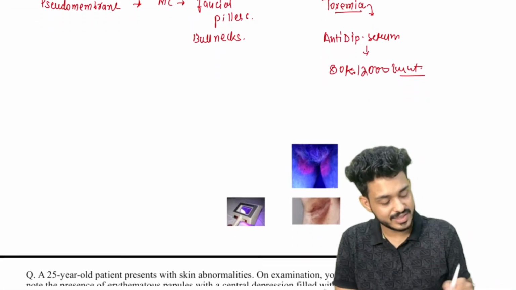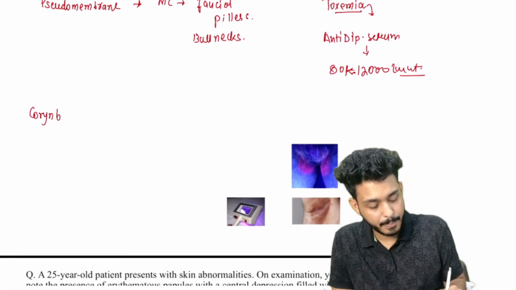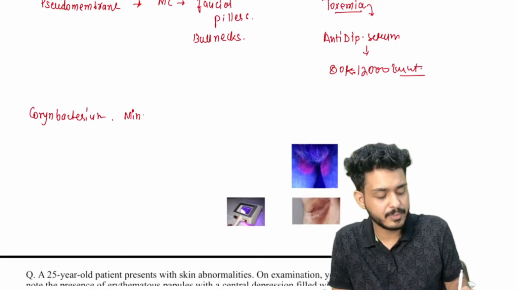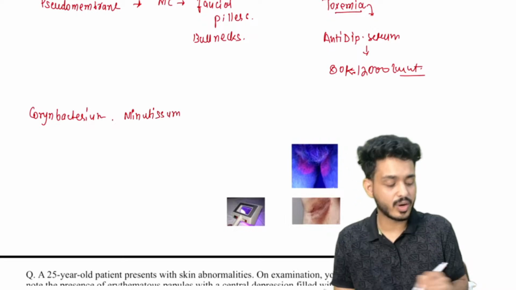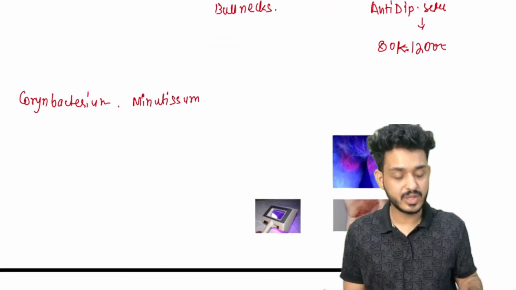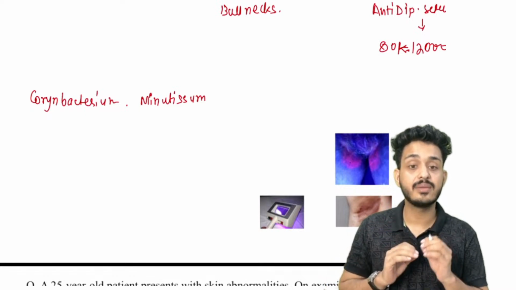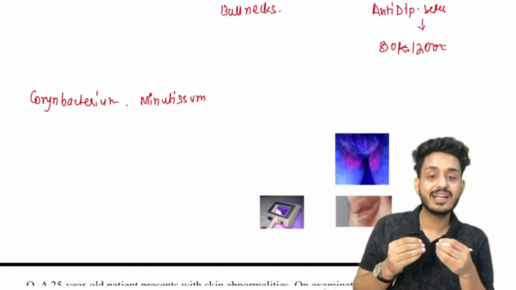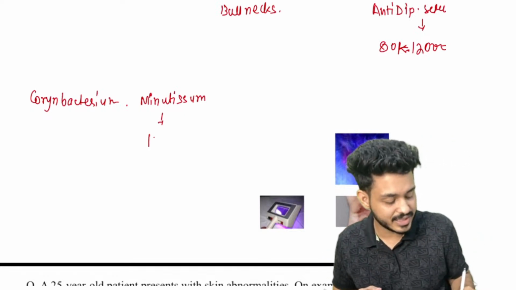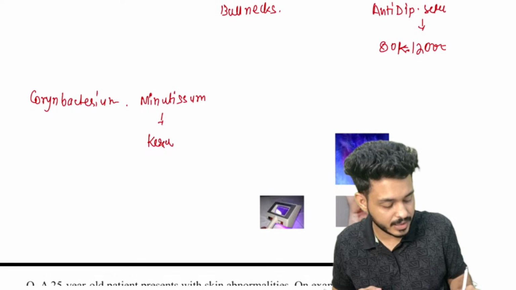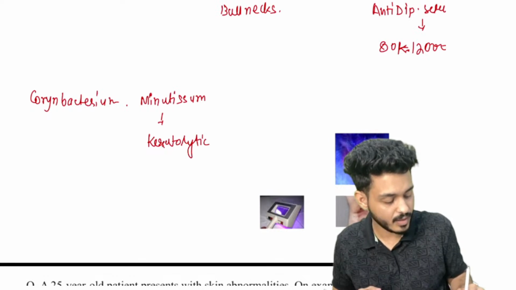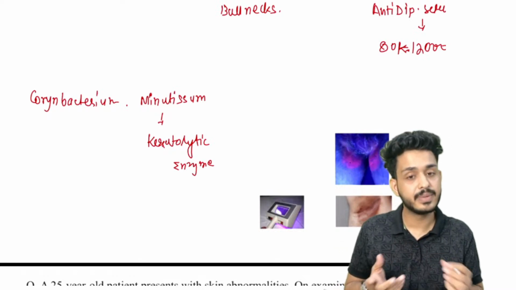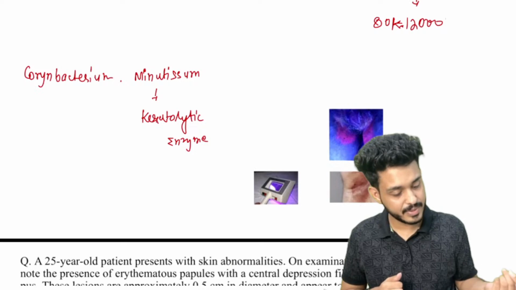It is a toxemia. Okay, what is this? This is your Corynebacterium minutissimum. Very important question from Derma. What will it cause? Remember, guys, it has an enzyme. What does this enzyme do? It releases a keratolytic substance. It has a keratolytic enzyme, and whenever a keratolytic enzyme is there, it breaks the keratin.